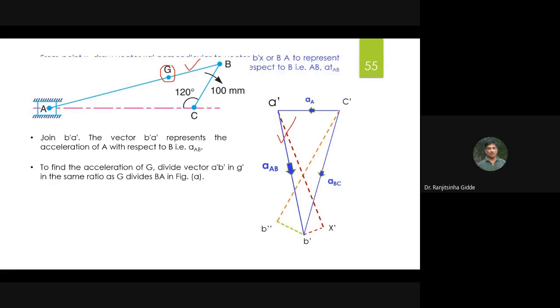as per the previous procedure, write down. To find the acceleration of G, capital G, comma, divide vector A prime B prime in the same ratio as G divides BA.